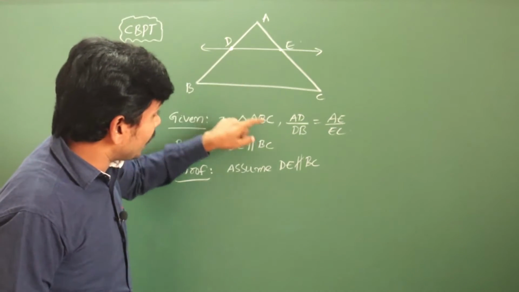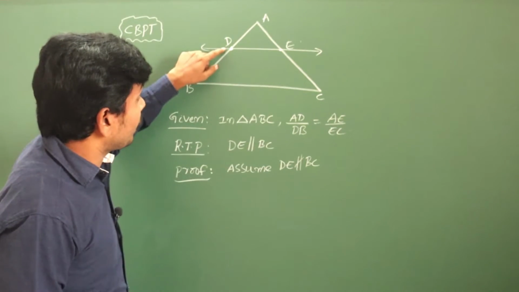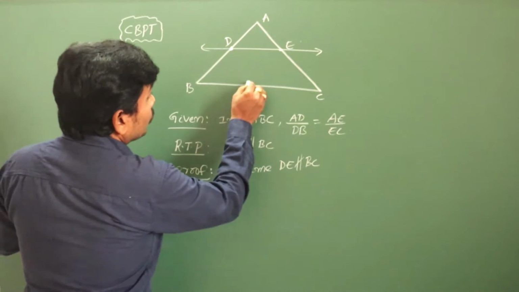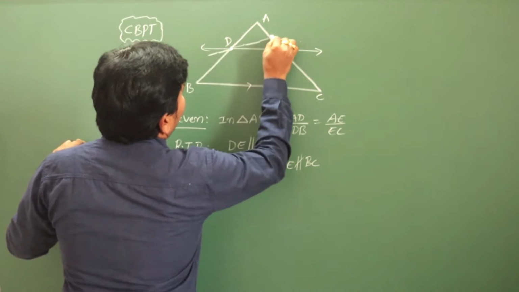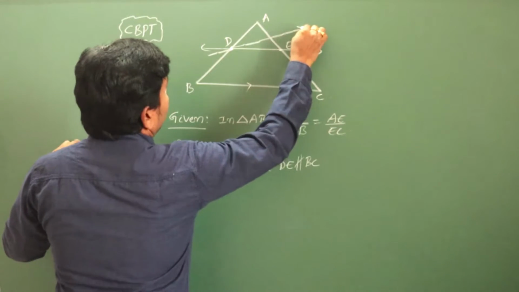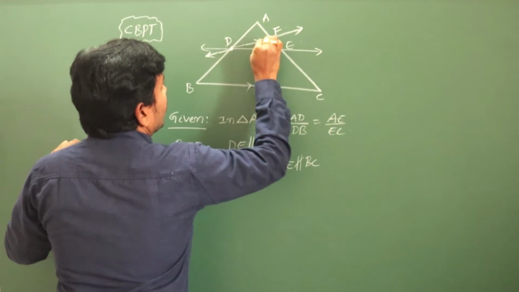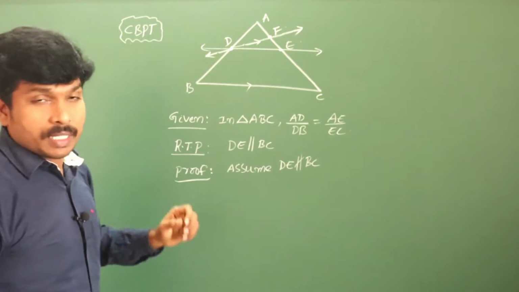It is not parallel to it, we discussed. So definitely, through the point you take, to the given line, one parallel line can be drawn. So this is called DF. DF is parallel to BC.